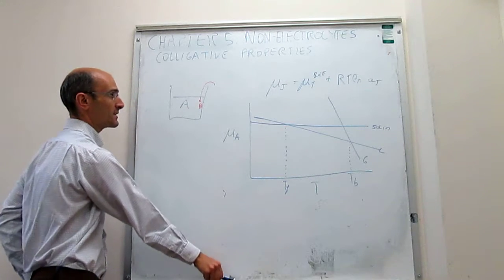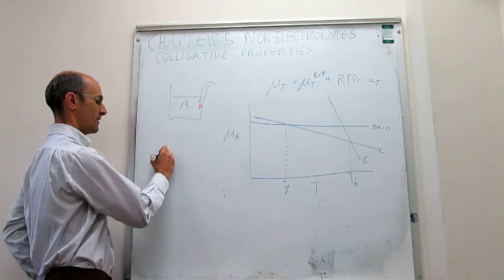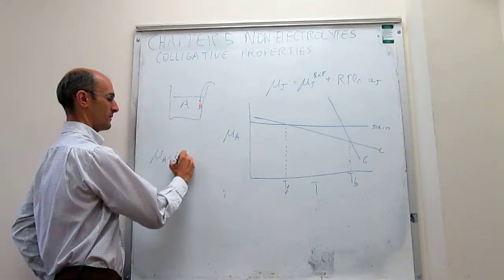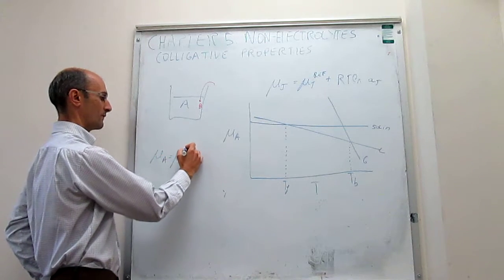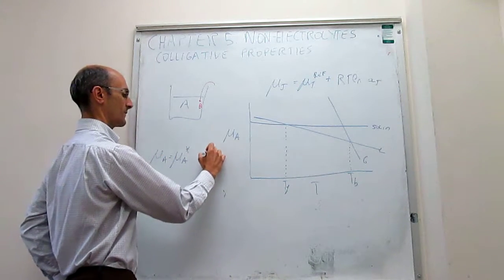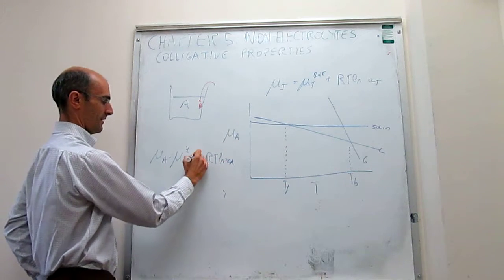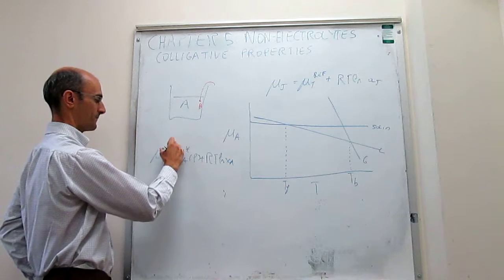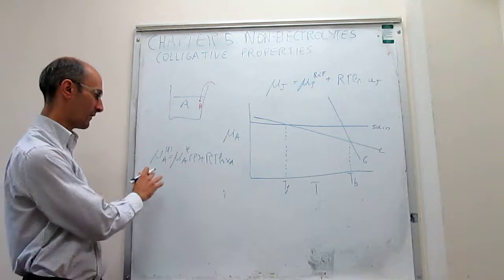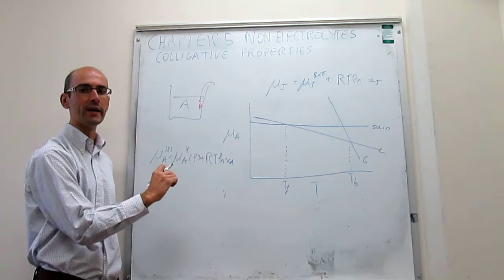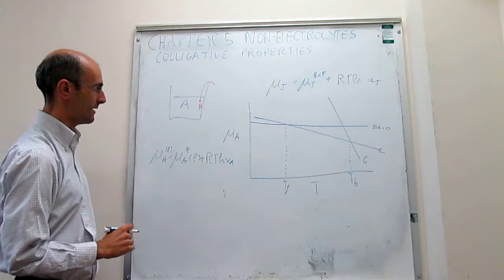Okay, so rewriting that expression, we're going to find that mu of A is going to be equal to mu of A, all in the liquid phase when pure, plus RT natural log of X sub A, the mole fraction of A, and again all of this is in the liquid phase. Okay, we're examining how the chemical potential of A changes when we add some solute to that mixture.